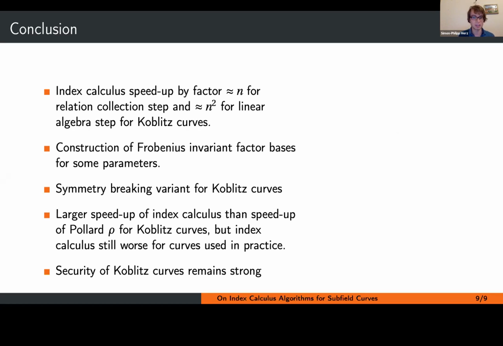And overall, it should be pointed out that while we managed to speed up index calculus more on Koblitz curves than it was possible before, Pollard rho still beats index calculus on Koblitz curves that are used in practice. So these logarithmic improvements on the security parameters don't threaten Koblitz curves, and they remain strong.